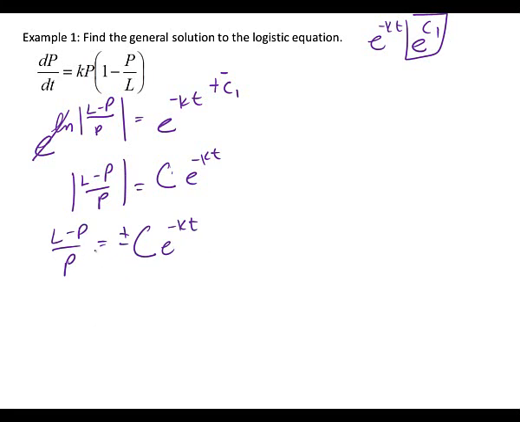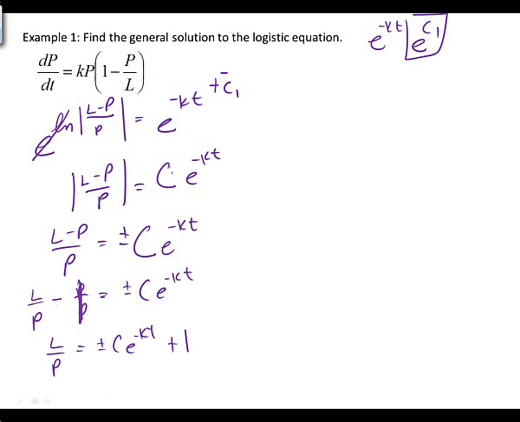All right, I'm going to pull this fraction apart now because again, I'm trying to get it down to P equals something. So I've got L over P minus P over P. Well, what's P over P? 1. Okay, so I'm just going to scribble a 1 on top. I'm not going to rewrite that line just for that. How do we take that 1 and move it to the other side? We're going to add it. So plus or minus CE to the negative KT plus 1.